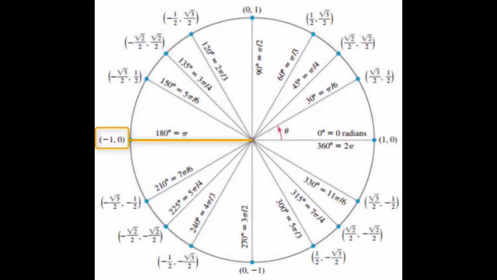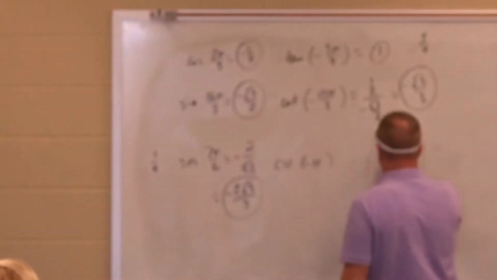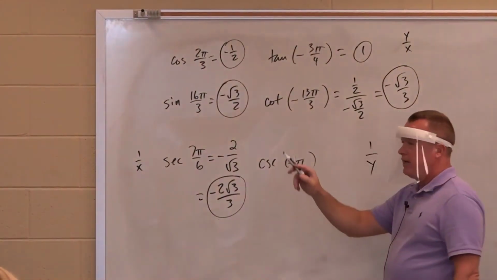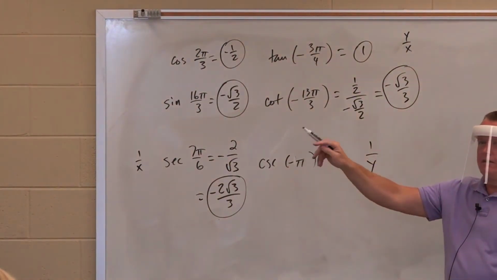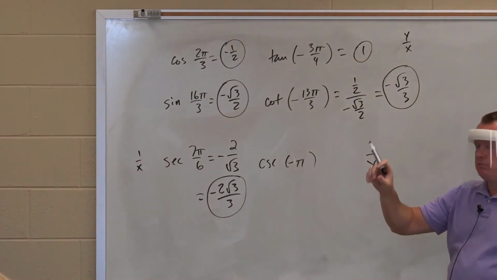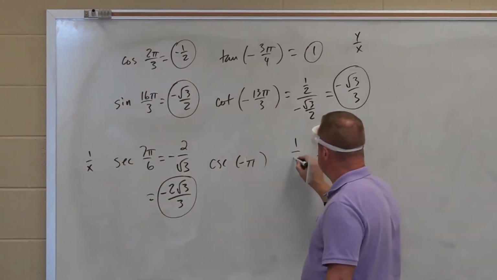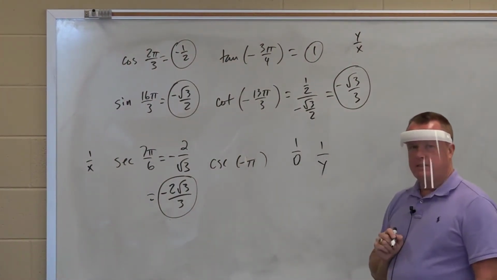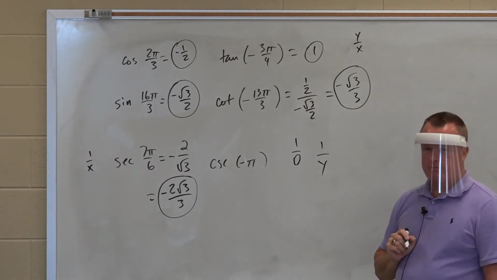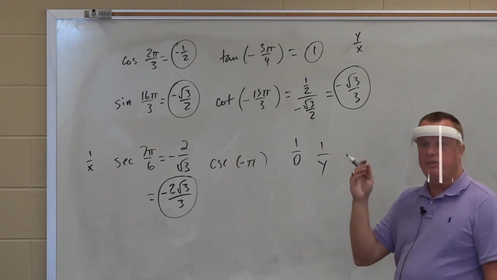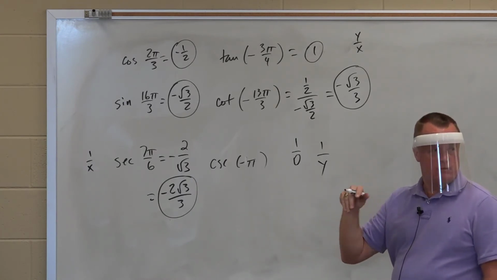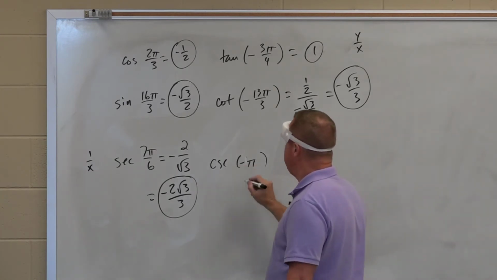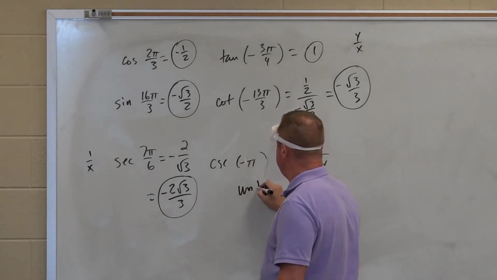Cosecant, that is a reciprocal of what? Sine. So it's 1 over y. The y coordinate there is 0. What is 1 over 0? Is it 0? 1 over 0 is undefined. Right? You can have 0 over 1, but not 1 over 0. So cosecant of negative pi is undefined.